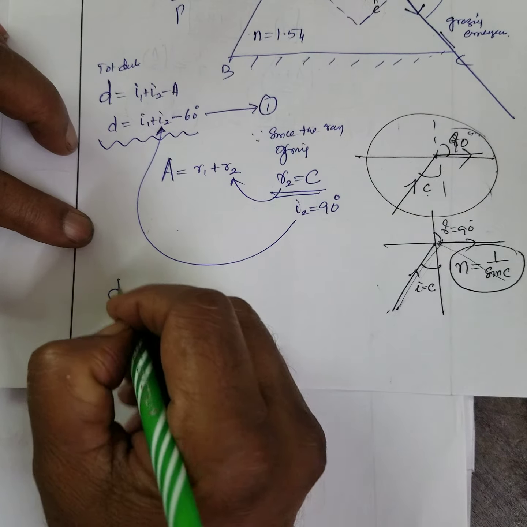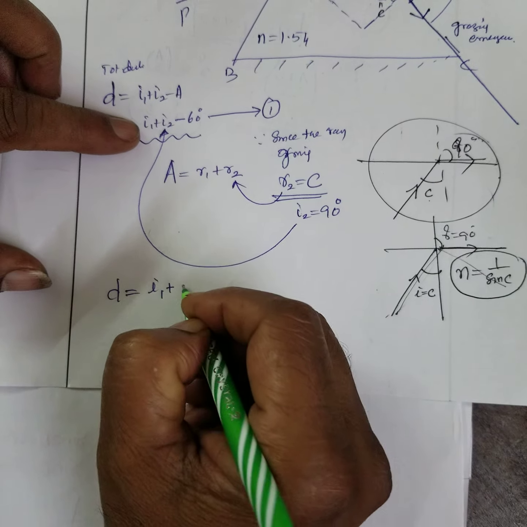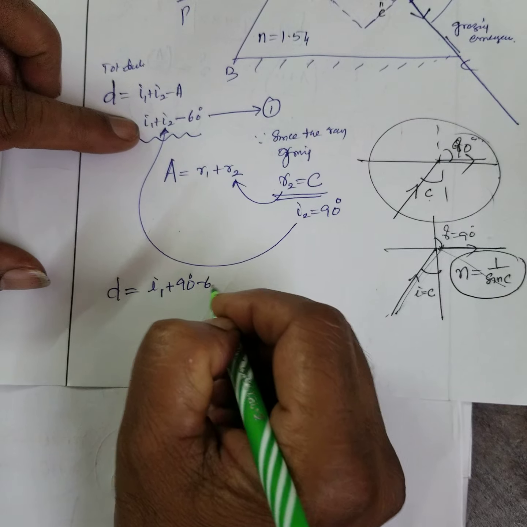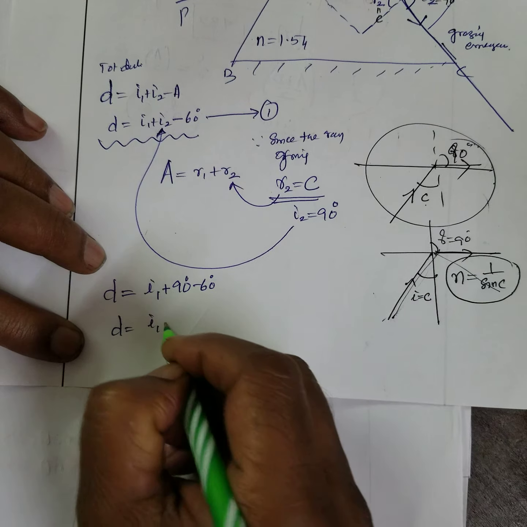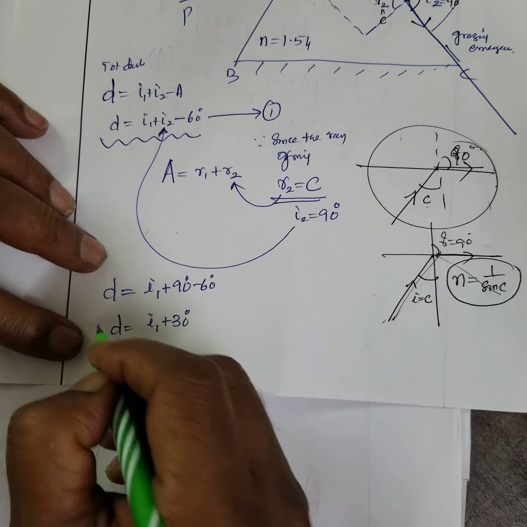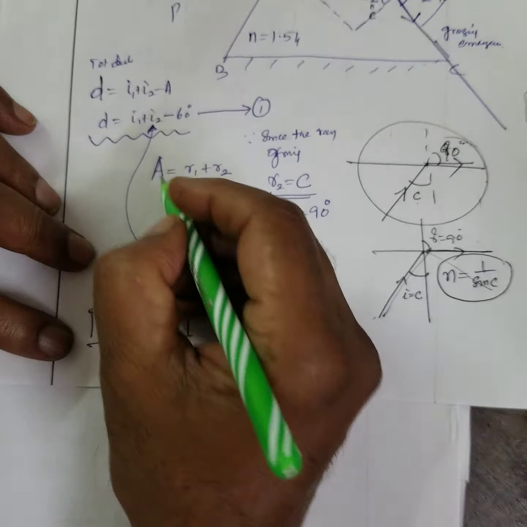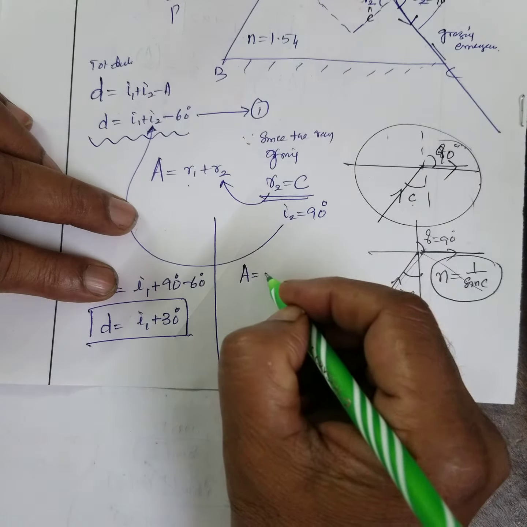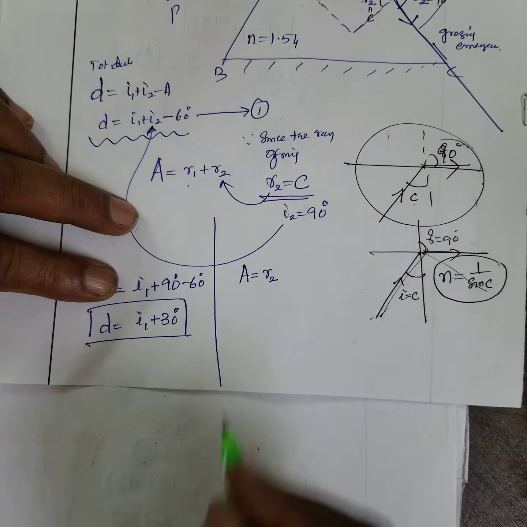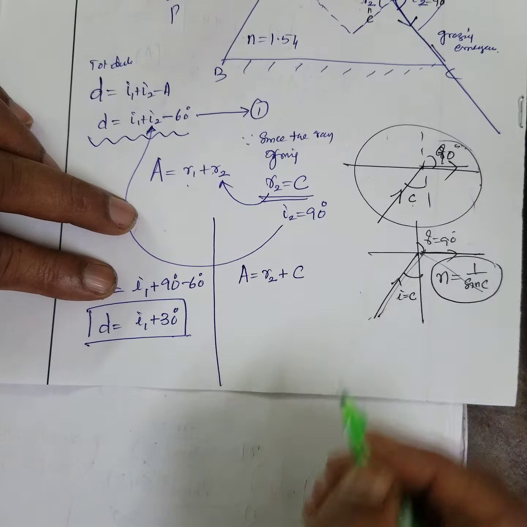What happened? Total deviation is I1 plus 90 degree minus 60 degree. Our total deviation is equal to I1 plus 30 degree, correct? This is the total deviation. Now what happens to this one? A is equal to R1, R2 you don't know, plus C, this is right.